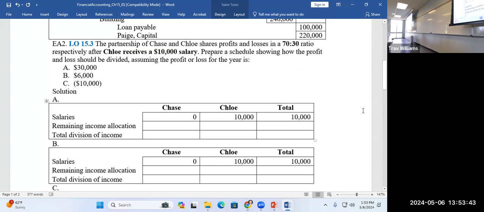So after you put in the salaries, the next step is your total division of income. In step A, the partnership earned $30,000. So that goes in the bottom right corner. For step B, same thing. That's at $6,000. And in step C, the partnership lost $10,000.